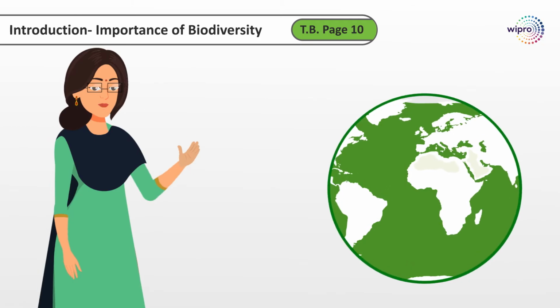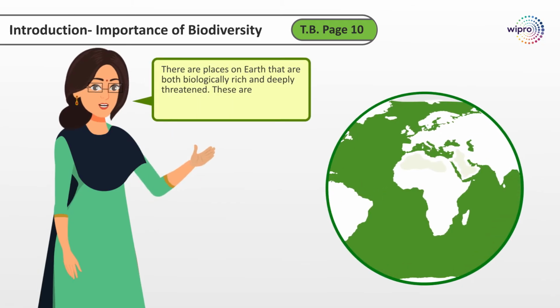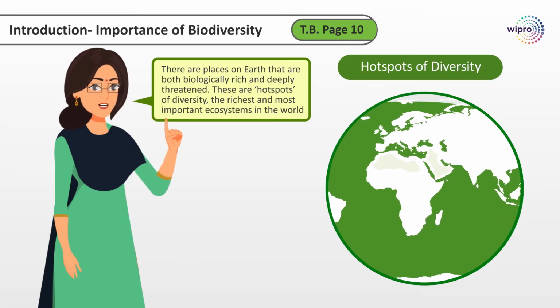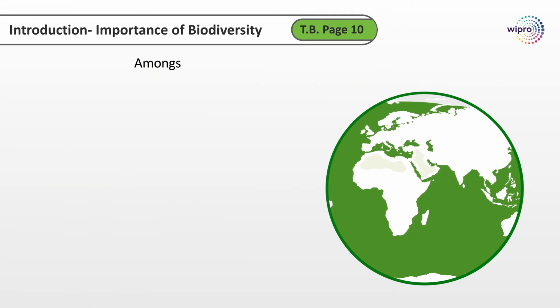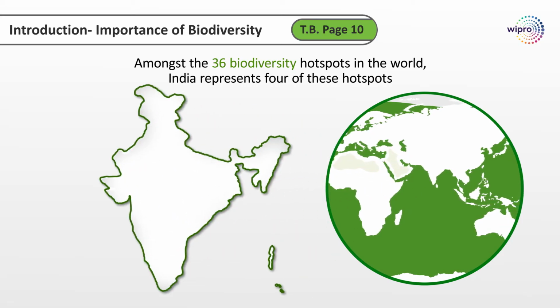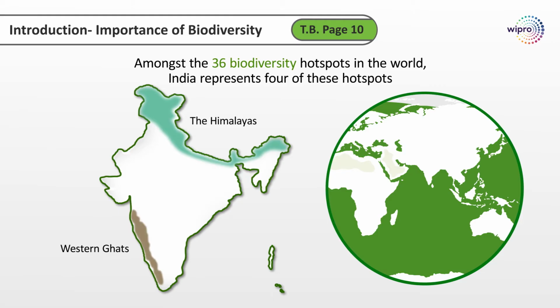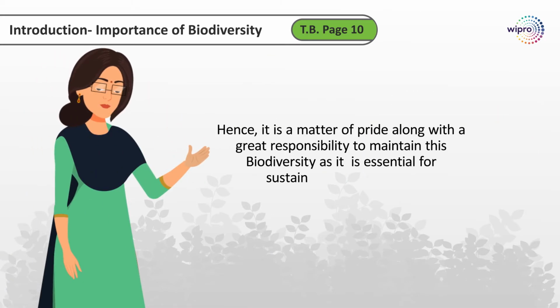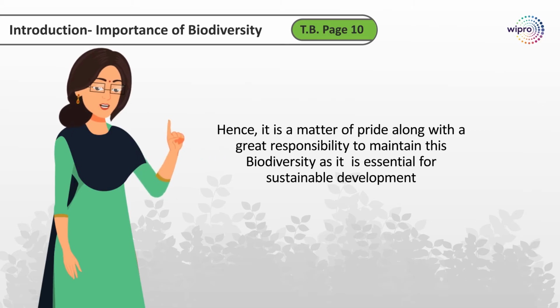There are places on Earth that are both biologically rich and deeply threatened. These are hotspots of diversity, the richest and most important ecosystems in the world. Amongst the 36 biodiversity hotspots in the world, India represents 4 of these hotspots: the Himalayas, Western Ghats, the Indo-Burma region, which consists of northeast India south of Brahmaputra, and Sundaland, which includes the Nicobar Islands. Hence, it is a matter of pride along with a great responsibility to maintain this biodiversity, as it is essential for sustainable development.